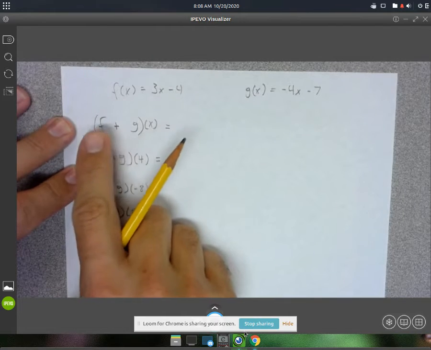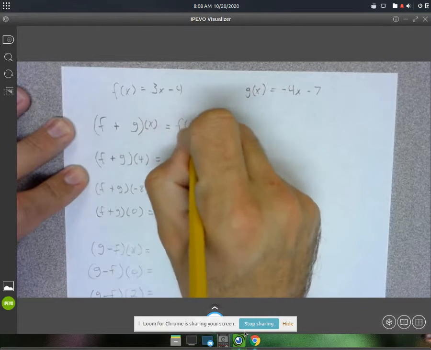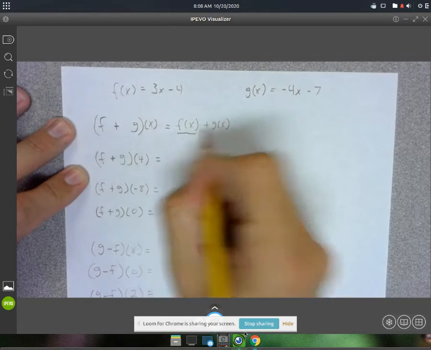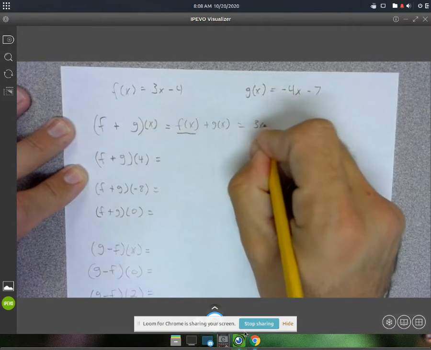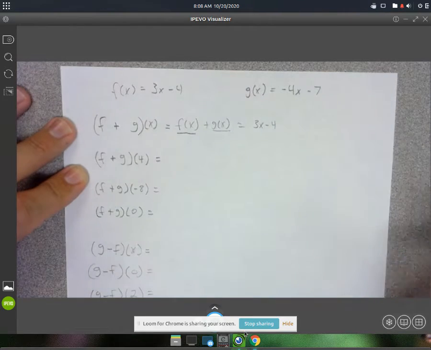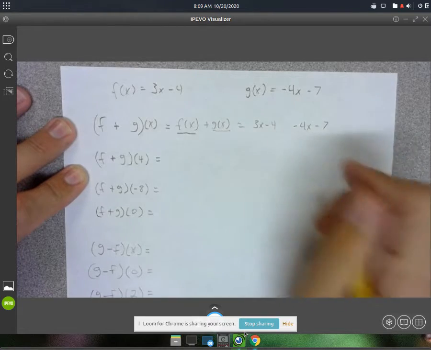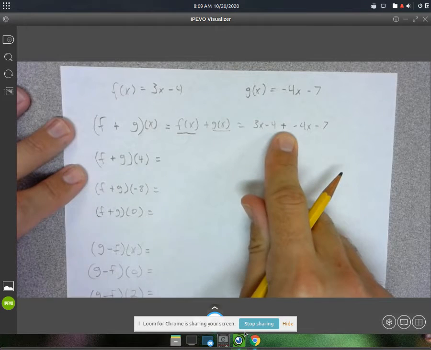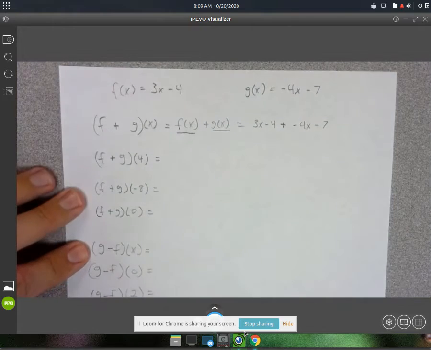All right, so instead of saying f plus g of x, you could rewrite it as f of x plus g of x. And f of x is equal to 3x minus 4, and g of x is equal to negative 4x minus 7. And you'll notice here I'm not putting these in parentheses. When you're adding them, you actually don't have to. But when you're subtracting them, like down here, it is going to be important that you put them in parentheses.